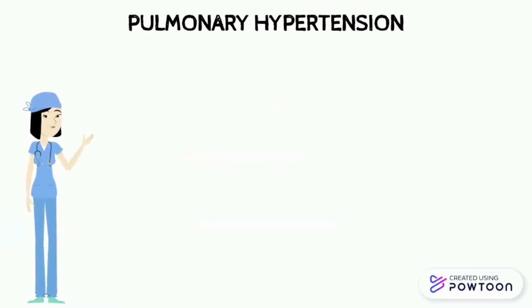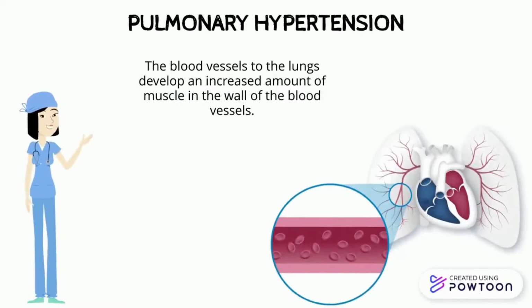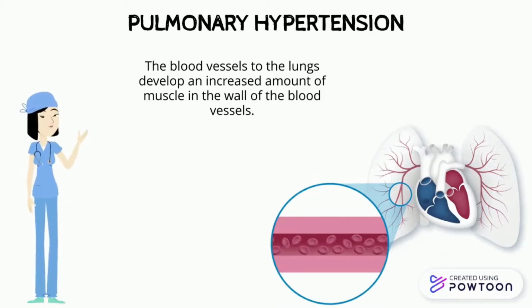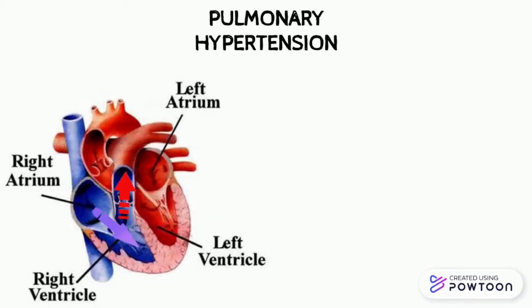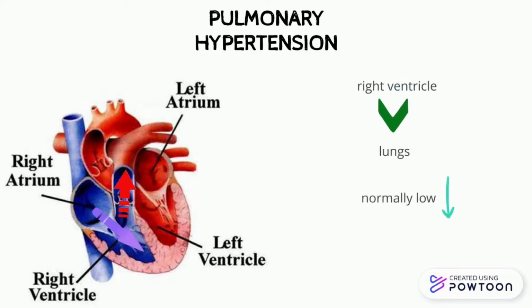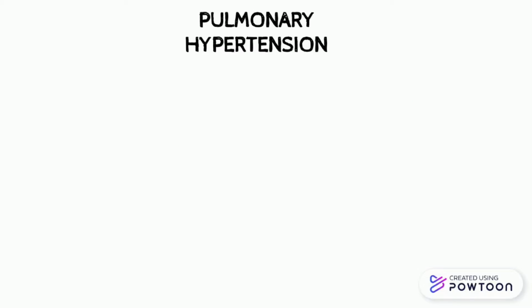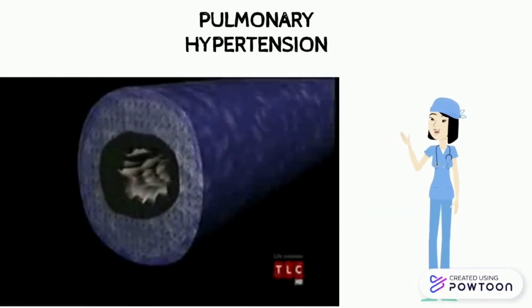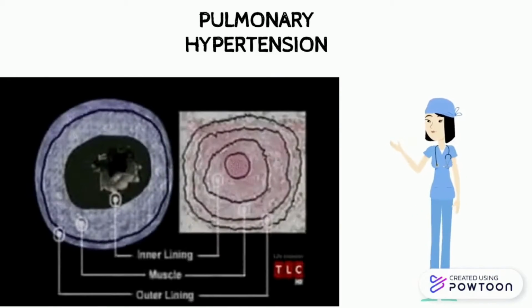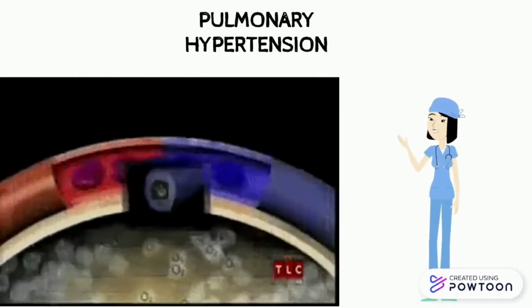But with pulmonary hypertension, the blood vessels to the lungs develop an increased amount of muscle in the wall of the blood vessels. The heart pumps blood from the right ventricle to the lungs to get oxygen. Because the blood does not have to travel far, the pressure in this side of the heart and in the artery taking blood from the right ventricle to the lungs is normally low, usually much lower than systolic or diastolic blood pressure. When the pressure in this artery gets too high, the arteries in the lungs can narrow and then the blood does not flow as well as it should, resulting in less oxygen in the blood.